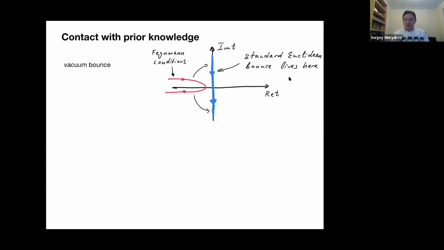Given these Feynman boundary conditions, they basically say that the field is analytic in the upper half plane, and separately analytic in the lower half plane. And it has a branch cut somewhere here. So what I can do is deform the contour to the Euclidean axis. And on this Euclidean axis, I just get the standard picture of Euclidean instantons or Euclidean bounces.